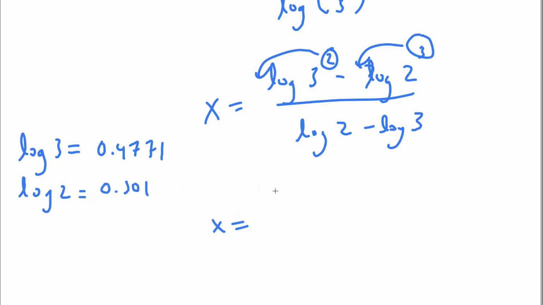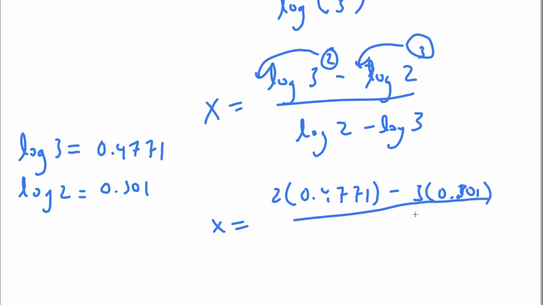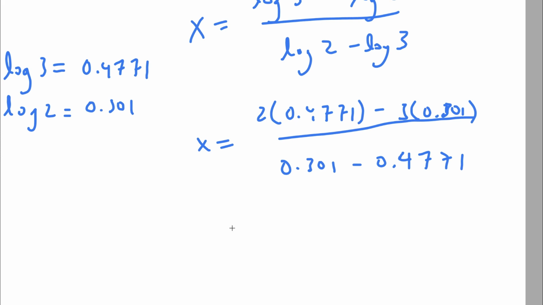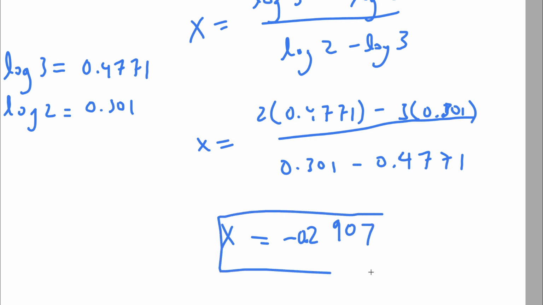So if I plug these values in, I get 2 times 0.4771 minus 3 times 0.301. And I have this over 0.301 minus 0.4771. So I'm not going to waste your time simplifying this, but if you simplify this, you should get x is equal to negative 0.2907. So this is my answer.